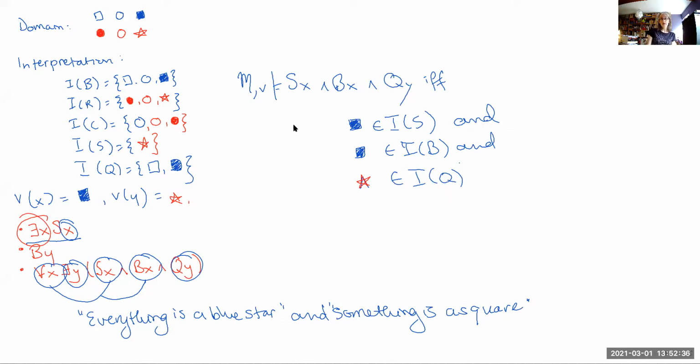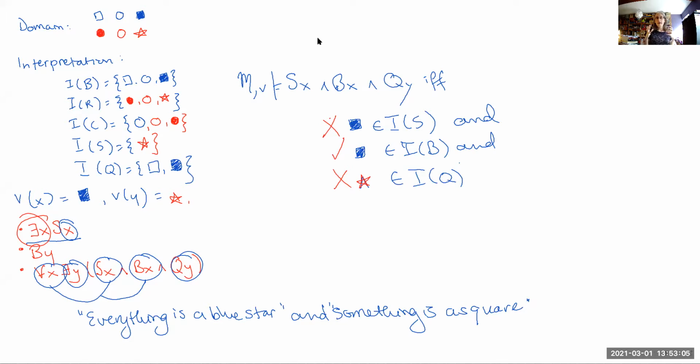Now, if you look at each one of these, the blue square is not in the interpretation of S, so that one's false. It is in the interpretation of B, so that's good. And then we have the red star, which is not in the interpretation of Q, so that's also problematic. So right now, this sentence is false. Sorry, it's not a sentence, it's a formula. This formula is false.